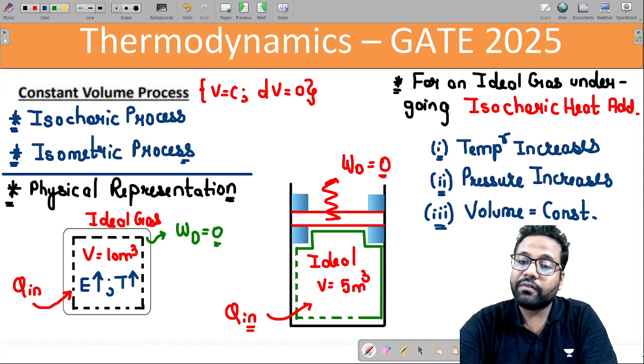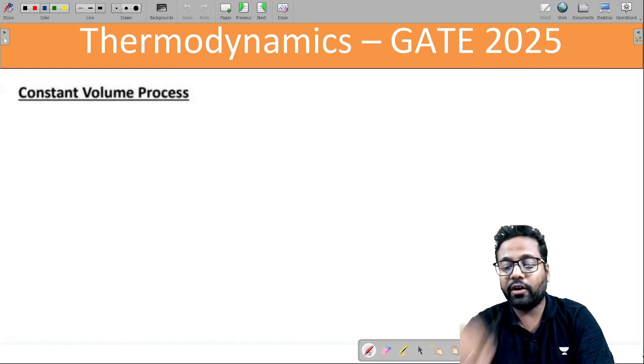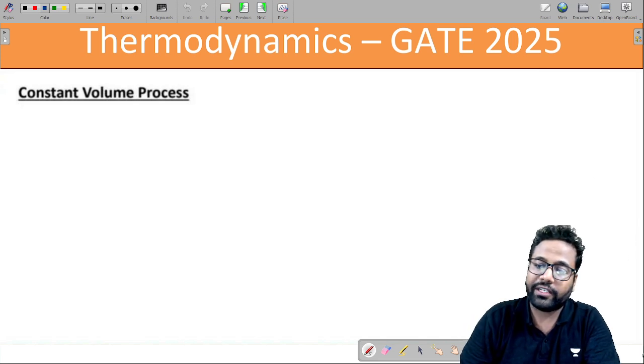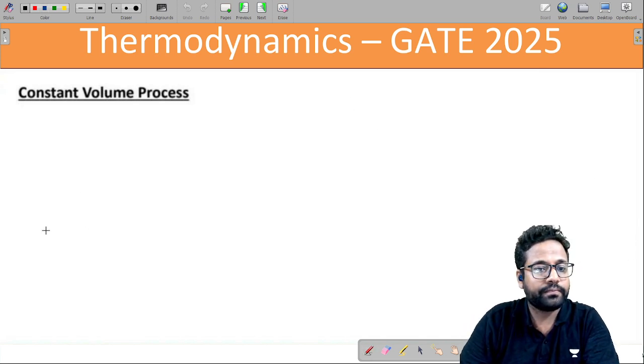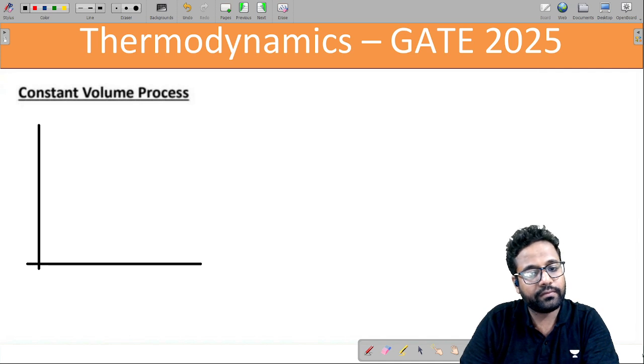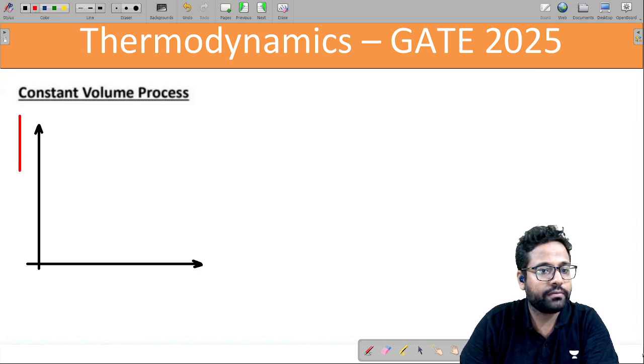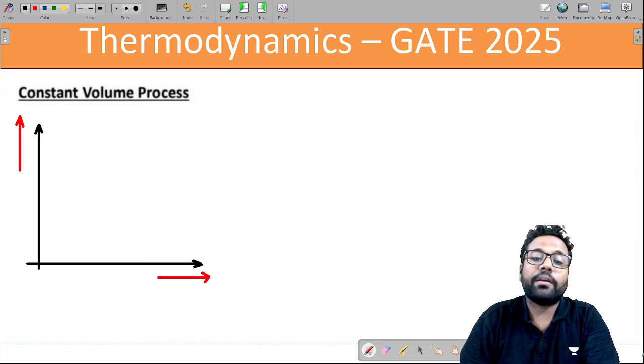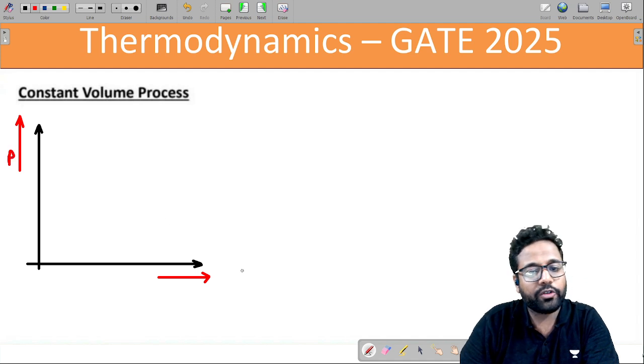Now one by one we will draw the constant volume processes on different diagrams. So let's say, first of all we are talking about the PV diagram. सर ऑन द पीवी डायग्राम आप मुझे खुद बताइए कांस्टेंट वॉल्यूम प्रोसेस कैसे होगा. Sir, constant volume process will be 100% represented by a vertical line.